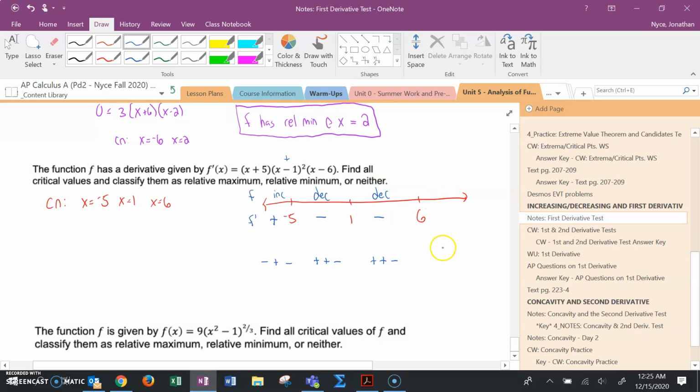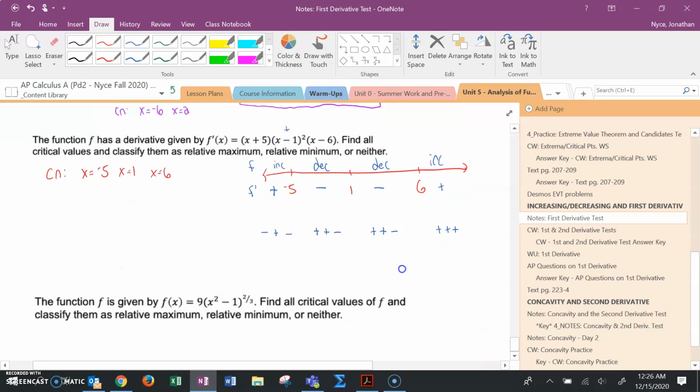If we pick something bigger than 6, plug into each of those three terms, you're going to get positive. So critical values, we have a relative maximum at x equals -5. We have a relative minimum at x equals 6. And at x equals 1, that's neither a max nor a min because the derivative does not change sign. I'm going to pause, get this last example set up, and then that'll be it.